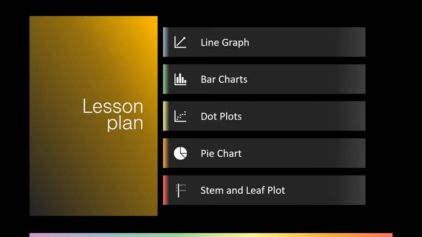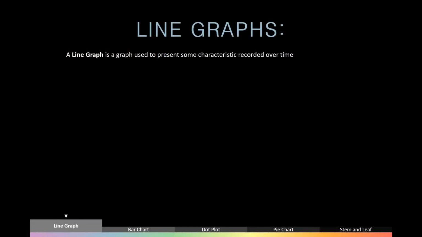Welcome to another lesson. Today we're going to be covering different types of graphical representations that we can use to summarize data. We're going to be going over line graphs, bar charts, dot plots, pie charts, and lastly the stem and leaf plot. A line graph is typically used to present some characteristic that you're recording over time, and the key phrase is recorded over time.